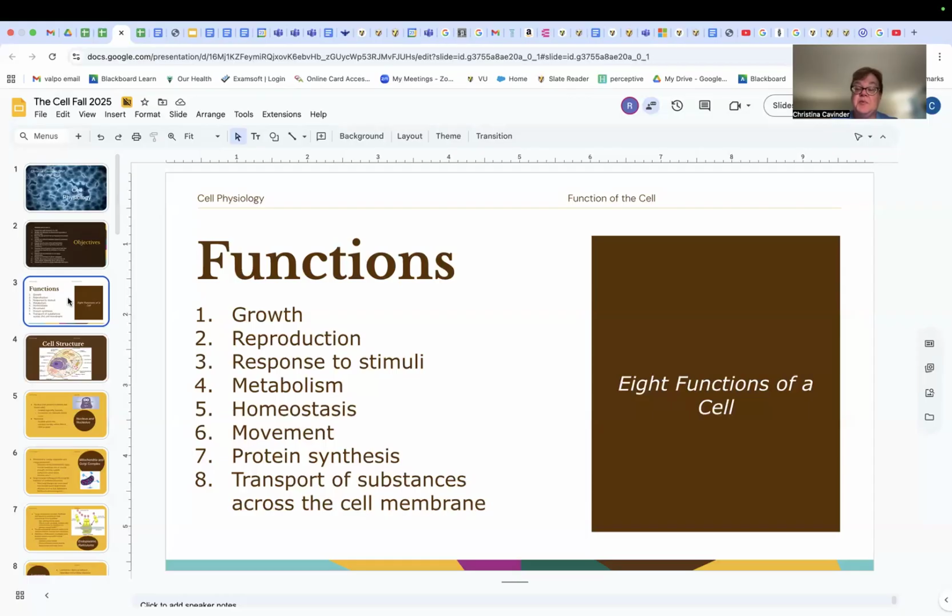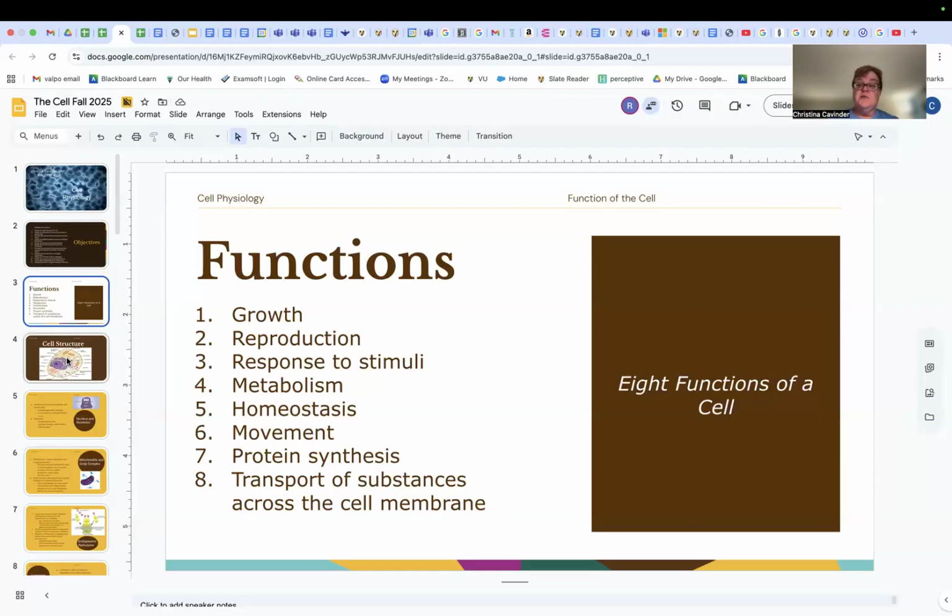Homeostasis, so it keeps your body in check. Make sure that everything is working properly. Movement, protein synthesis. This is a huge thing the cells do, and we're going to talk about how important proteins are to the human body. And transport of substances across the cell membrane. So this will keep your electrolytes, your water balance, all of those things in a nice homeostatic environment.